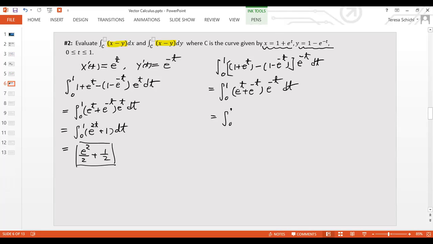So what do you have here? You have the integral from 0 to 1 of 1 plus e to the negative 2t dt. And this one is a pretty simple integration. So this will be 3/2 minus 1 over 2e squared here. As you can see, when you integrate along the x and integrate along the y, you get different answers here.